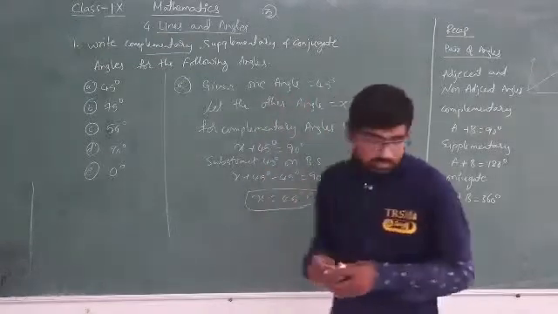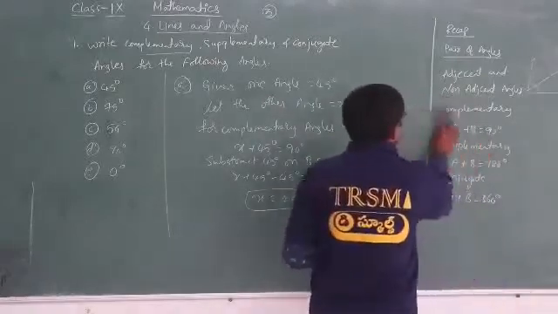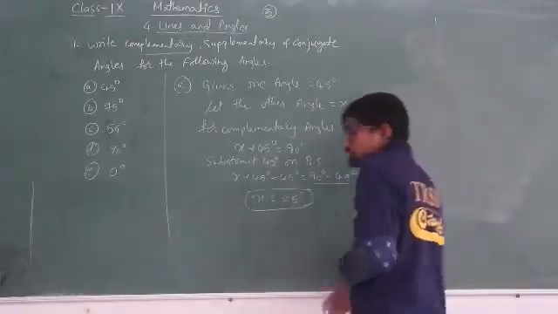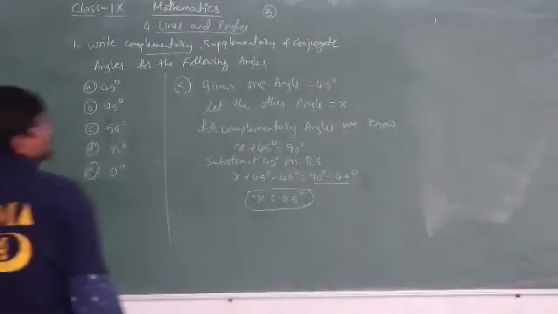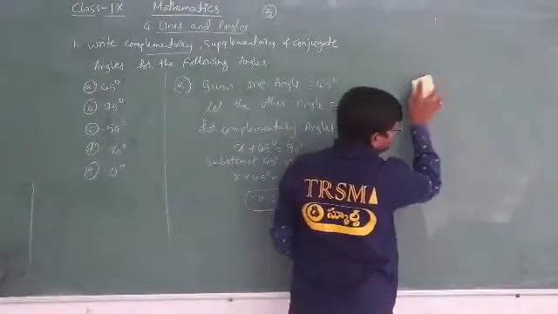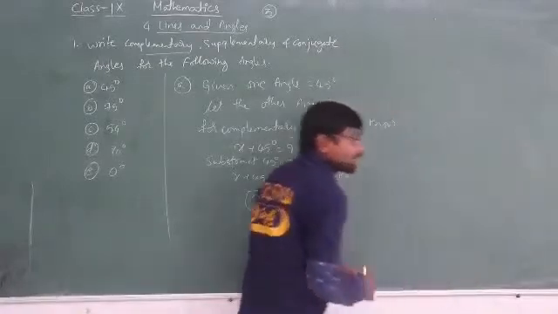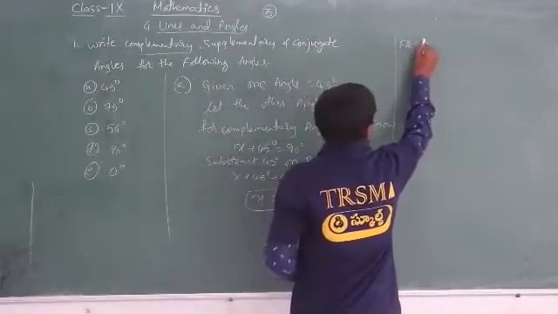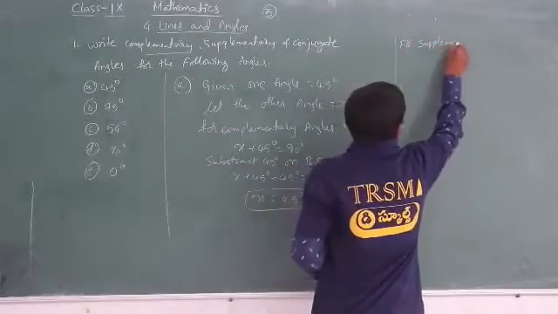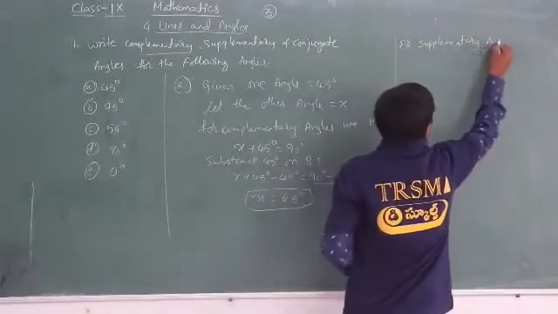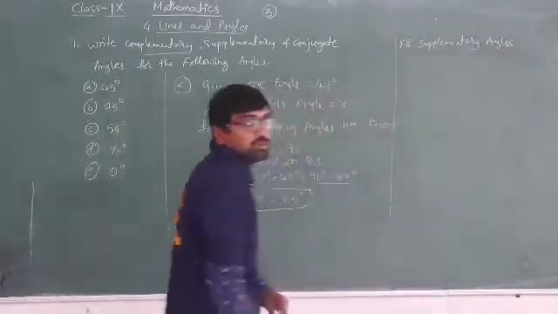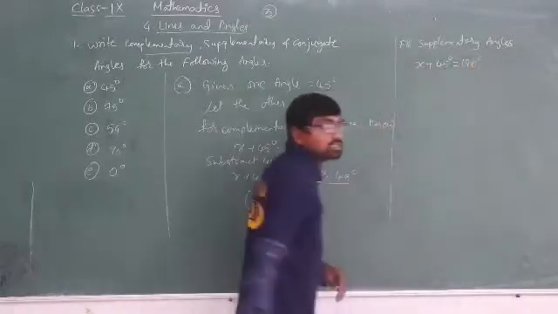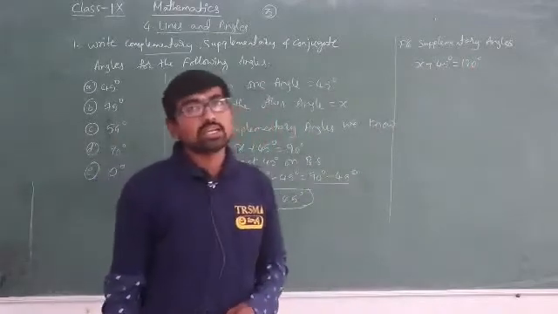Next, coming to the supplementary angle, isn't it? Supplementary angle, and after that we have to find the conjugate angle. Now coming to the supplementary angle. What is a supplementary angle? The sum of two angles is 180 degrees. So for supplementary angles, what do we know? We know x plus 45 degrees is equal to 180 degrees. The sum of two angles is 180 degrees, then it is called a supplementary angle.